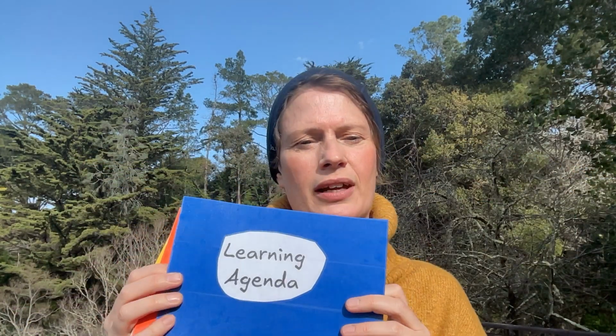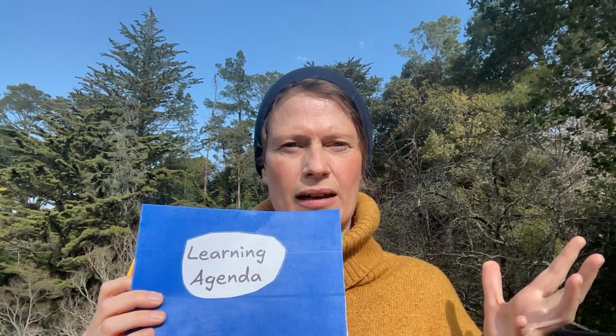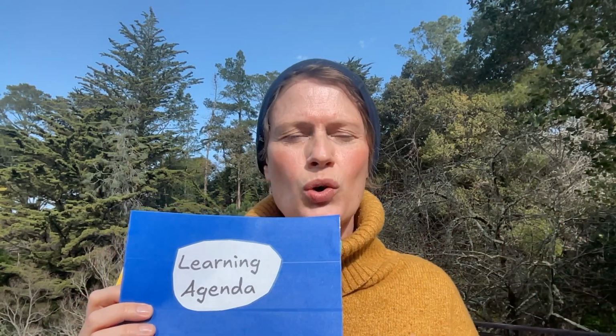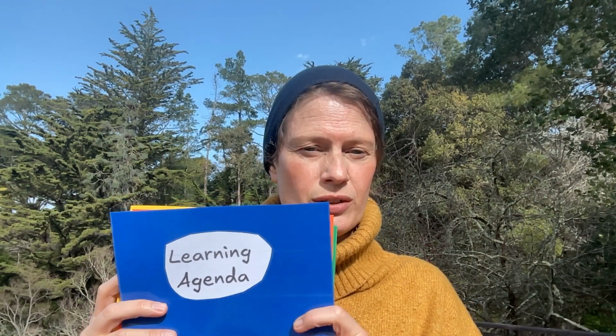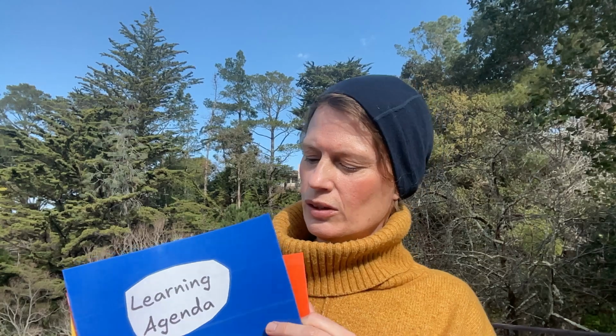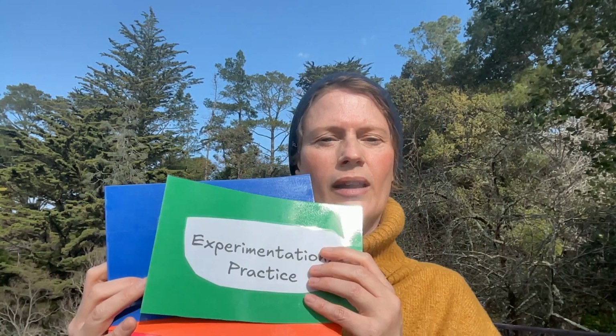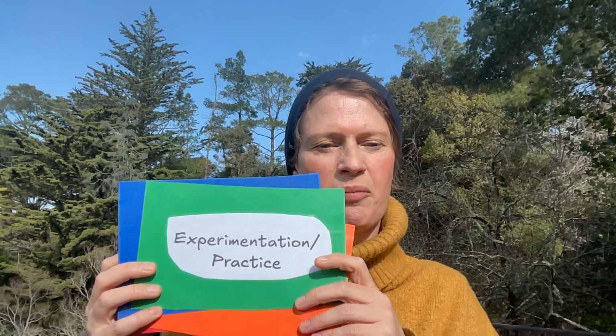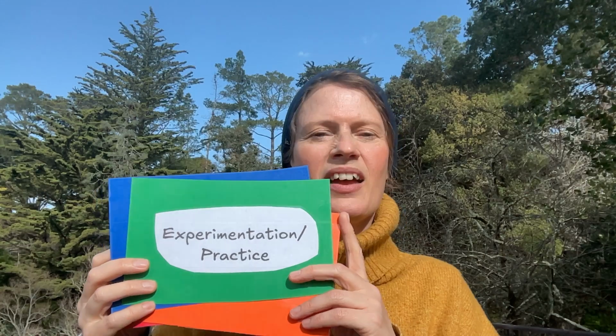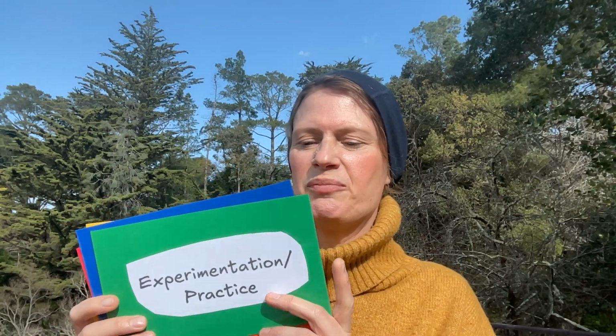Third step, implementation of a learning agenda. So we need a plan, a roadmap for growth, basically. What do we need to learn to overcome the gap between our current state and our vision? The fourth step, experimentation and practicing.